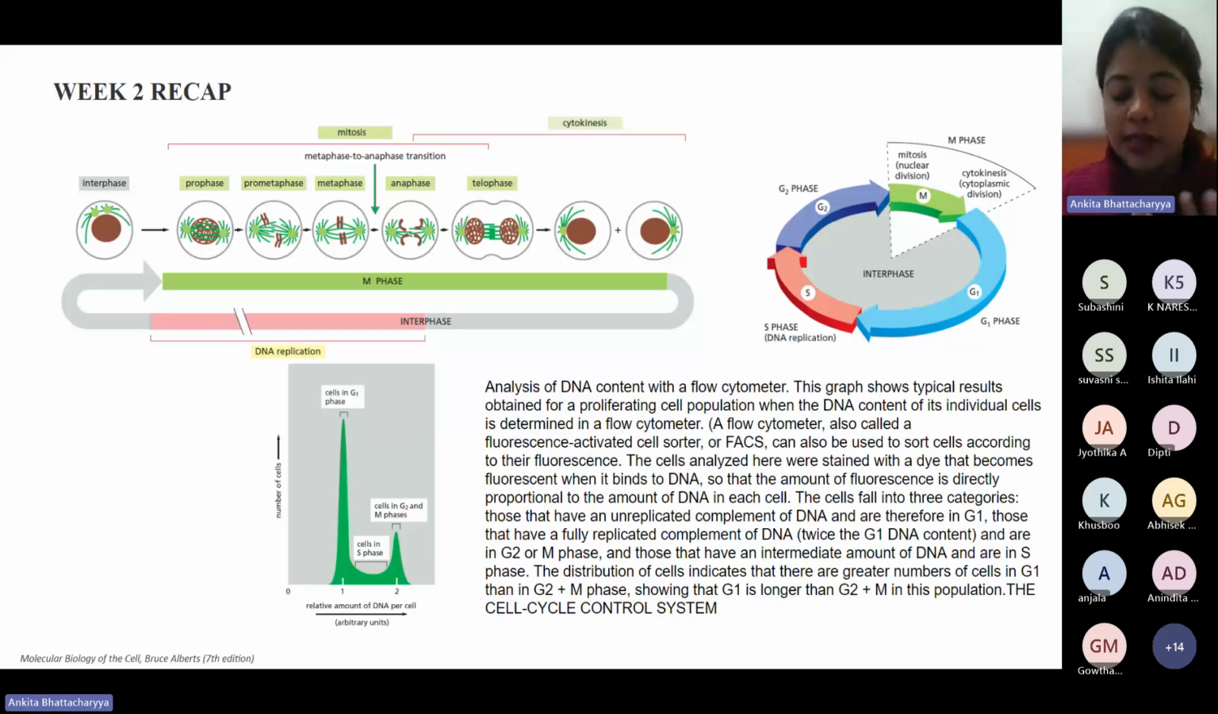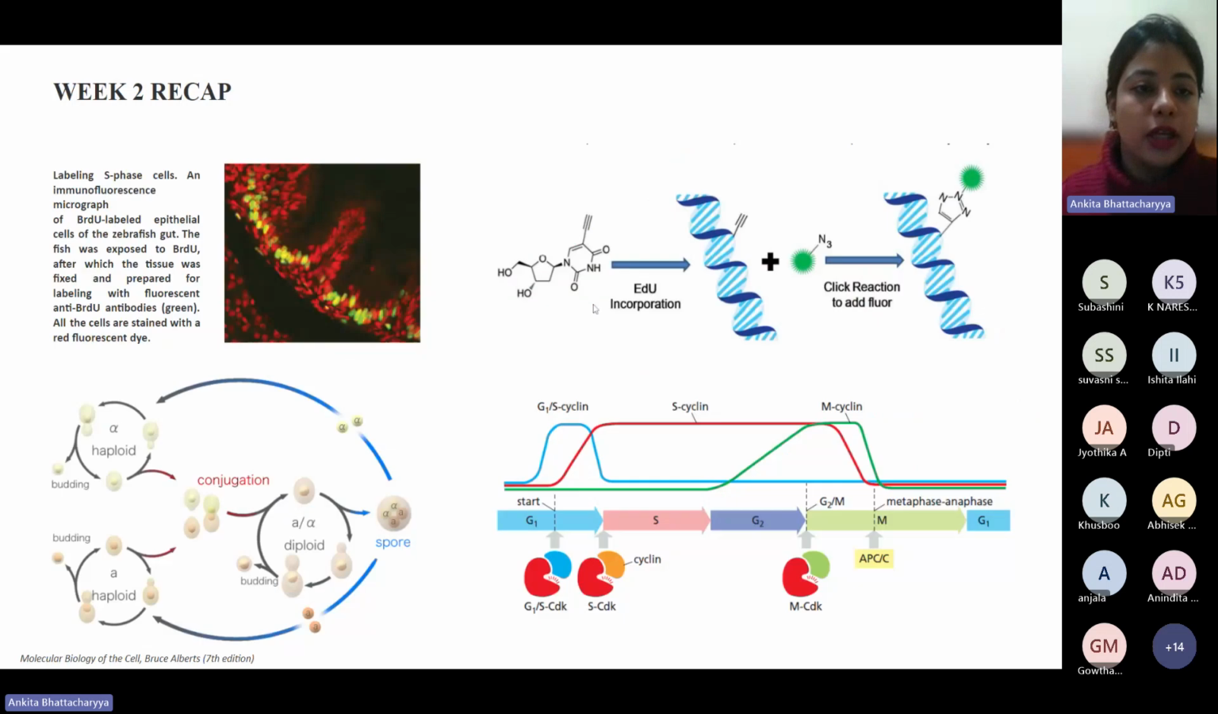These kinds of analyses are used routinely in most research labs, so you will be able to get an idea about the same. And apart from that, the cellular distribution here, based on the graph, shows that there are more cells in G1 than in the G2M phase, showing that G1 is much longer than G2M in this population. So this is just a representative example.